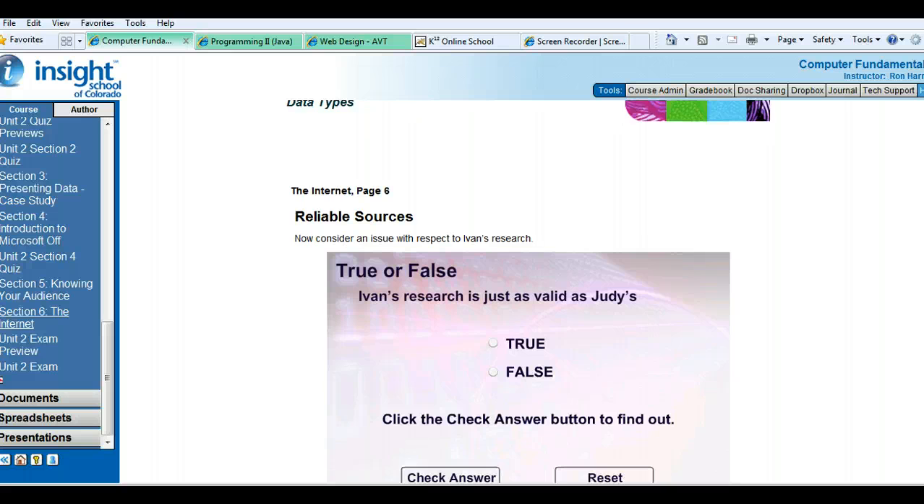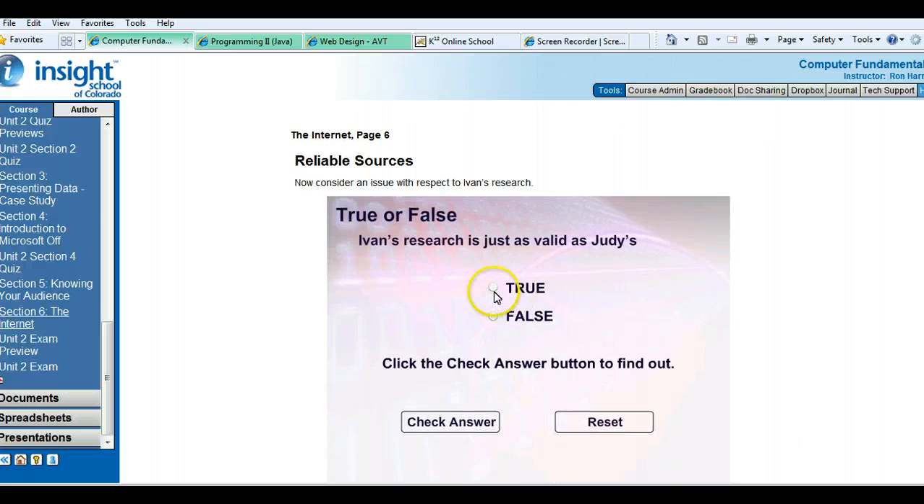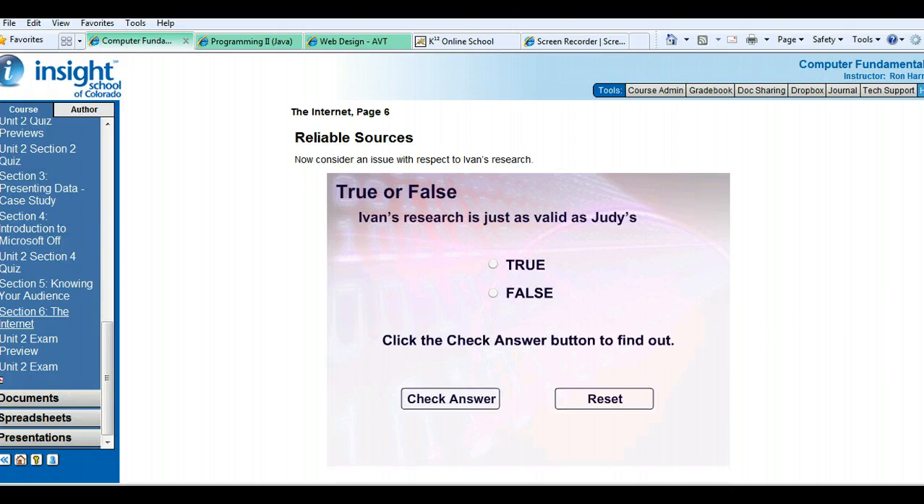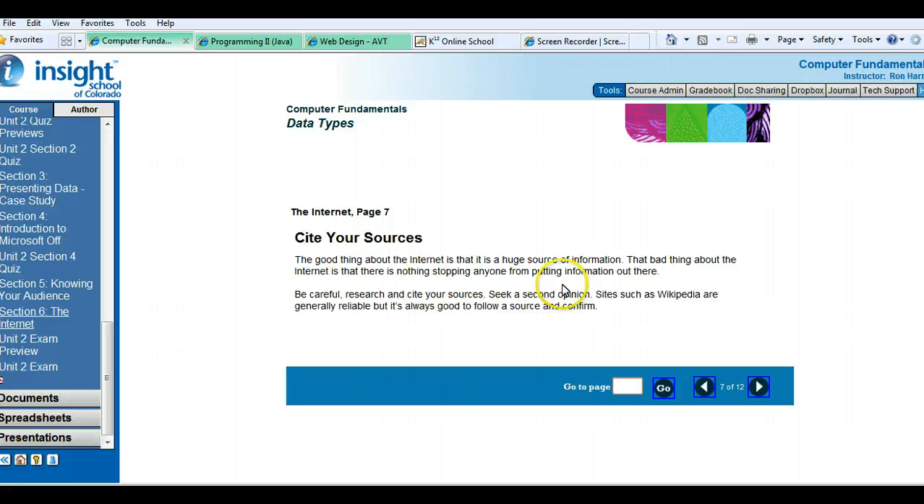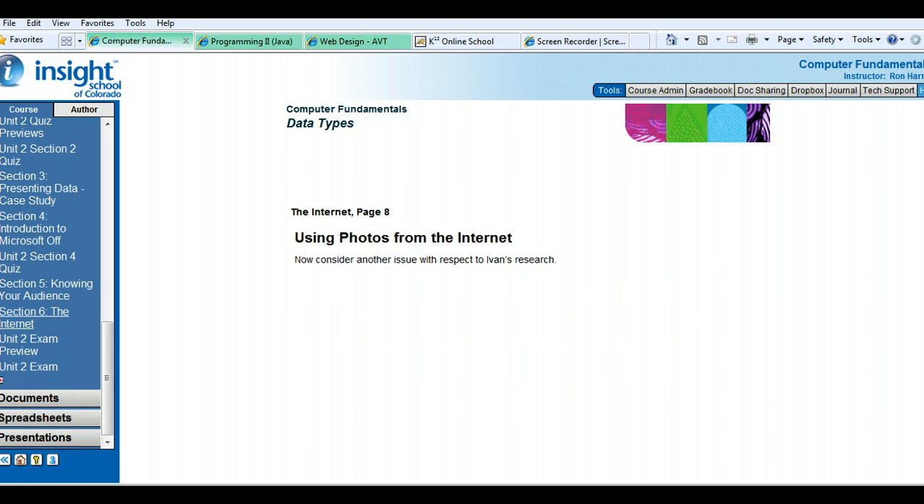Now reliable sources, that's something we need to worry about. Which of those 2 scenarios was the most reliable? See if you can figure out the answer to that. Now citing your sources. Citing your sources means to give a citation, meaning saying where the information came from and when it came from that place. So citing your sources is really important, and I think your language arts teacher has probably been focusing on that.